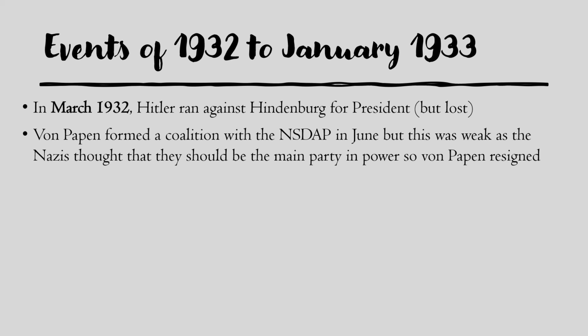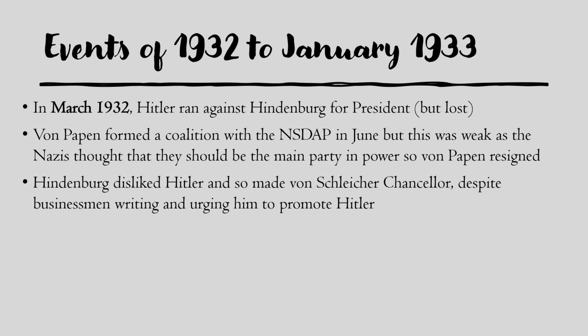Von Papen formed a coalition with the NSDAP in June. So in June 1932, the Nazis had gained a ridiculous amount of seats. They were now the biggest party in the Reichstag, and von Papen decided to form a coalition with their party. But this coalition was very, very weak. The Nazis were the main party in the Reichstag, and they thought that they should be the main party. Von Papen had been the chancellor in this coalition, and the Nazis thought that one of their members, Hitler, should be the chancellor, and have more members in the government, and so they were constantly going against what von Papen was trying to do. There was just general chaos, and so von Papen resigned as chancellor.